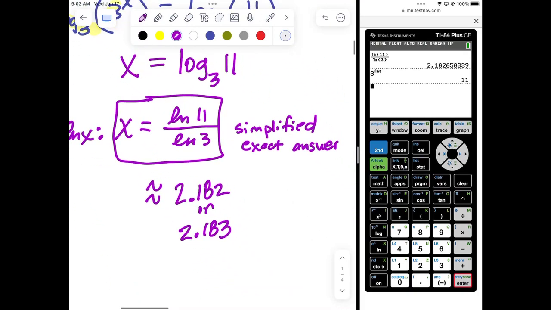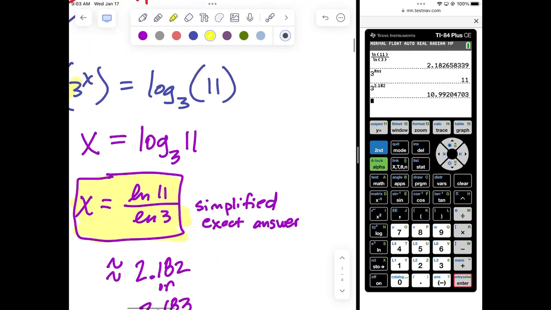Now, notice if I typed in just my answer, 3 caret to the 2.182, is that going to give me 11? It gives me 10.999999999, which is why we don't want to use 2.182 or 2.183 for a subsequent calculation. Does that make sense? If it's our final answer, great, report 3 decimals. But if we want to use this for something else, we want to use it in its purest form, undiluted form, and that's the natural log of 11 over the natural log of 3. Okay? So, there you go.